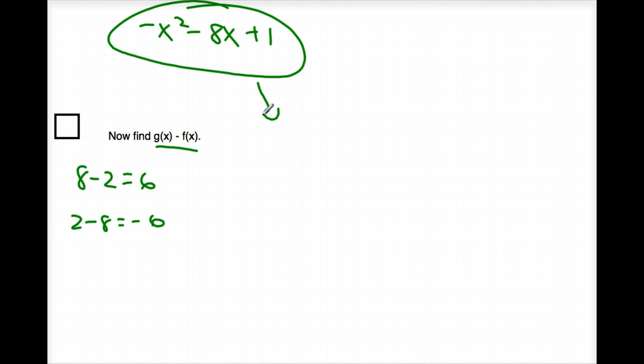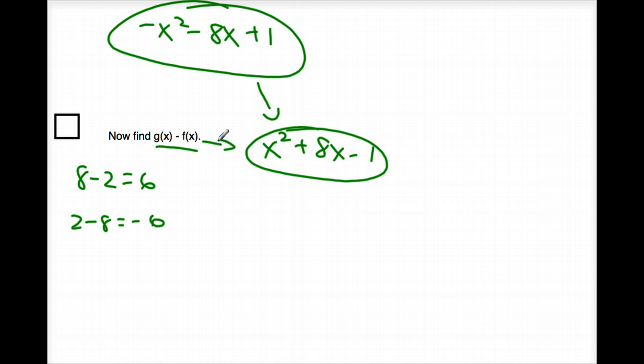So what's the opposite of this? That would be positive x squared, positive 8x minus 1. If you want to plug it in to verify, go ahead, but I'd rather you understand that. Oh, when you switch around, you just get the opposite.